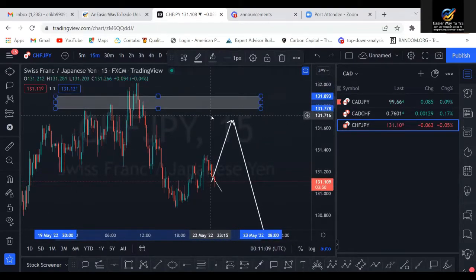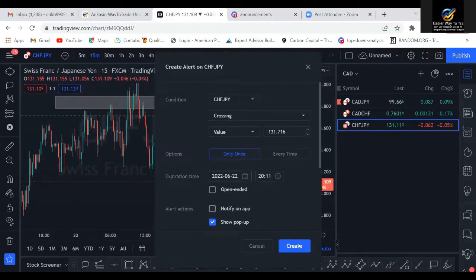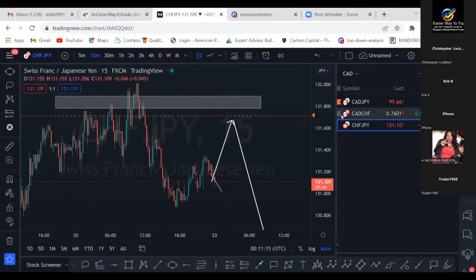I'll put an alert on that. I like that if we can get a retracement. And I'll put that on my hot list. No, that was, did I have cash? I had cash Swiss.